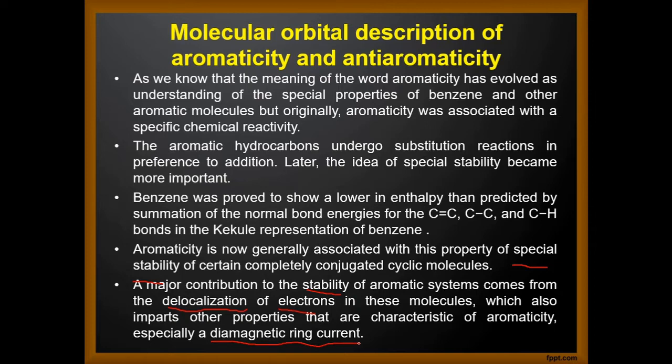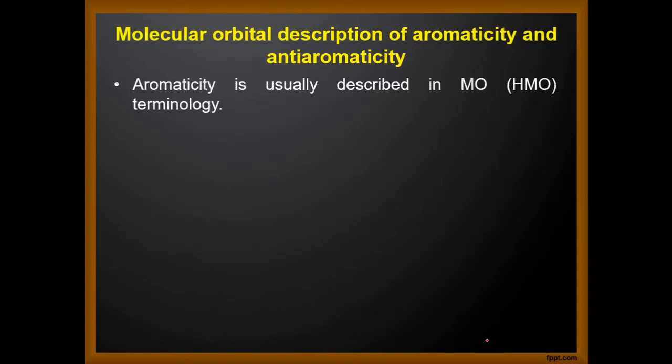So every aromatic system will have delocalized pi electrons, and these delocalized pi electrons will induce a diamagnetic ring current inside the molecule, and this diamagnetic ring current can be detected with the help of NMR spectroscopy. So NMR spectroscopy is a tool to test the presence of aromaticity in a molecule.